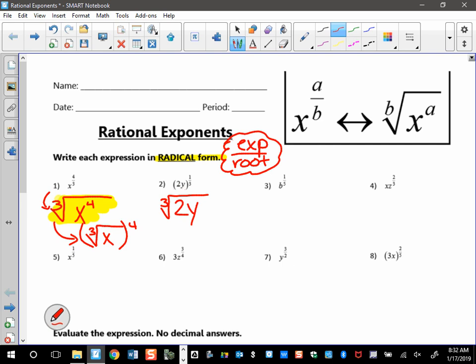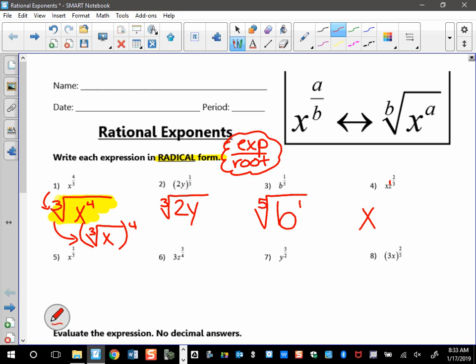What do you think number 3 is going to be? Yep, 5th root. If you want to write b to the 1st, you can. You don't have to have the 1 there, though. So that's a good question. On number 4, is it in parentheses? No. So what's the exponent on the x? It's a 1. If there's nothing there, it's an exponent of 1, right? So is the x in the root at all? No. If the x doesn't have a fraction, it's outside.